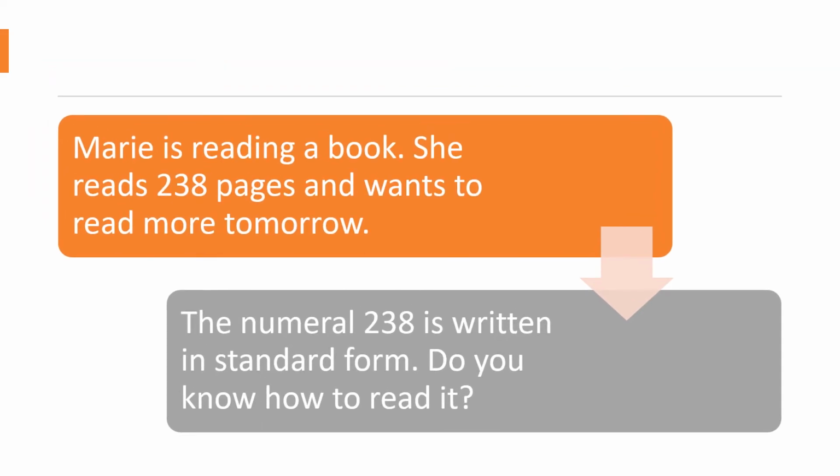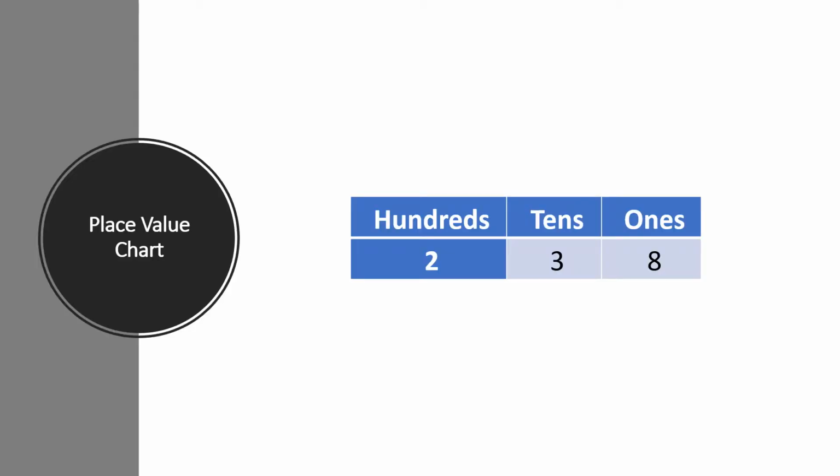Marie is reading a book. She reads 238 pages and wants to read more tomorrow. The numeral 238 is written in standard form. Do you know how to read it? This is the place value chart. It can help you read the numeral. Its digit has a place value.